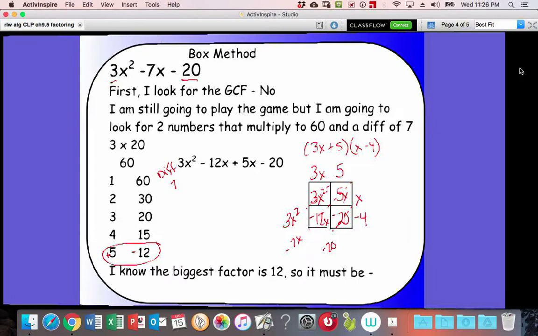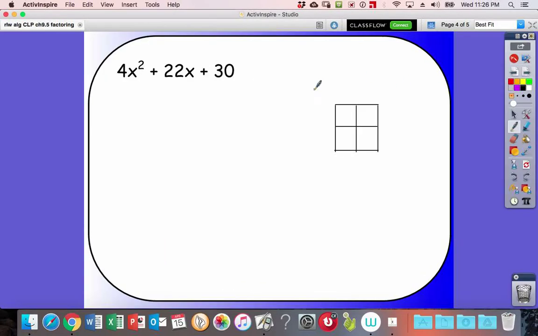I'm going to do one more with you. Are you guys ready to find all the factors of 120? I'm not, because I'm going to check for the greatest common factor first. And this one, the factors here are 2 and 2. I know that 22 is not divisible by 4. It doesn't divide evenly. But let's check the 2. 2 will go into 22. Will 2 go into 30? Yep. So I'm going to take out my greatest common factor here of 2.